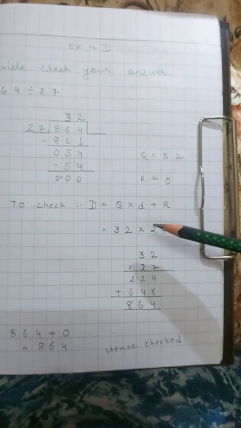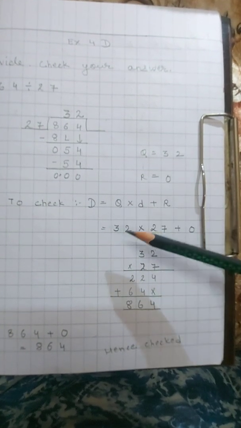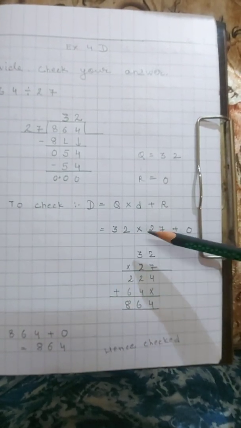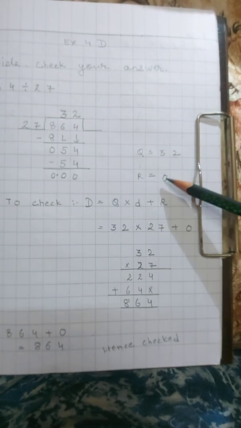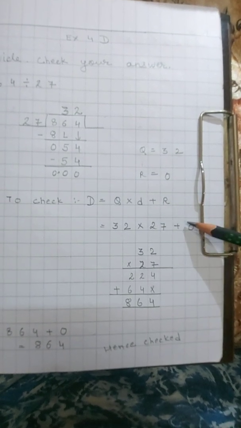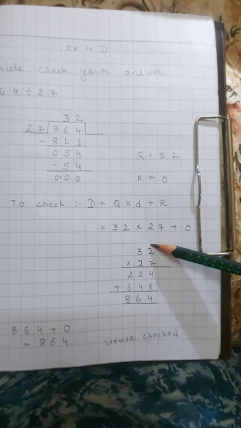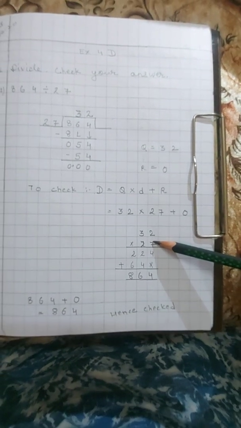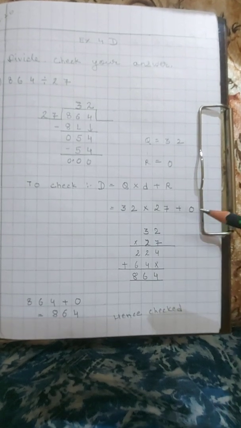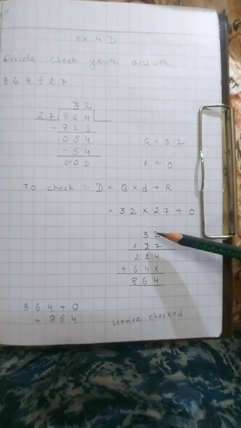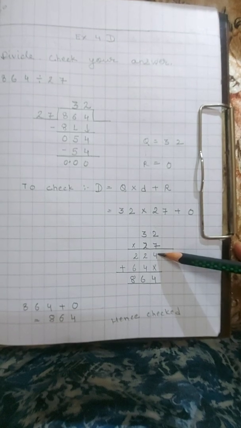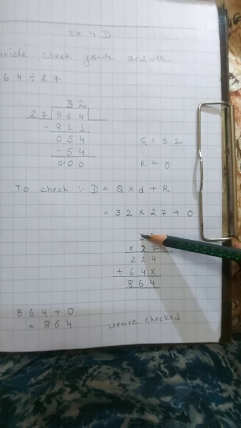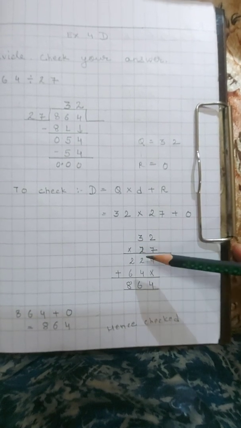Then also, if you want, you can do it in this way. Our quotient is 32, divisor is 27. So 32 multiplied by 27, and our remainder is 0, so I have written here plus 0. Now you will multiply 32 by 27, and as you all are doing this, you know the process of how to multiply. So 7 2s are 14, so 4 will be here, 1 will be on the top of 3, then 7 3s are 21 plus 1 is equal to 22.